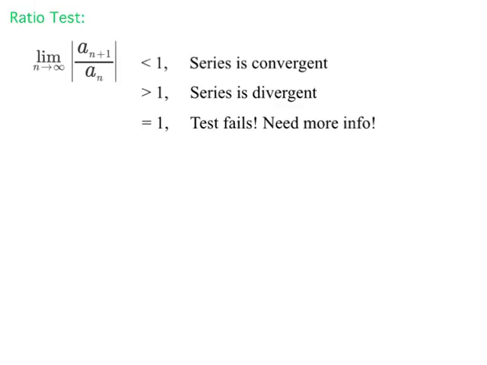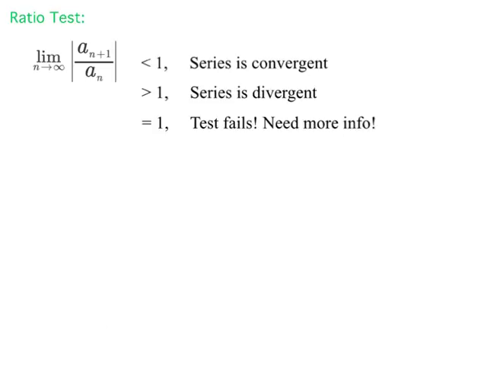So again, if the limit equals 1, the test fails because it's not an actual geometric series, and we need more info. That's what the ratio test says: if I take the limit as n approaches infinity of the absolute value of the ratio of two consecutive terms, and I get a value less than 1, the series will be convergent. If I get a value greater than 1, the series will be divergent. And if I get a value that equals 1, the test fails.